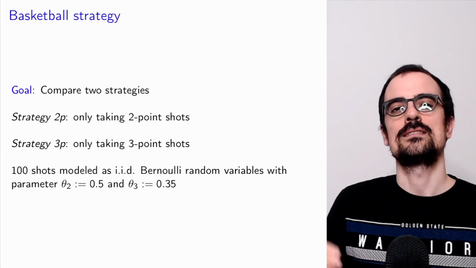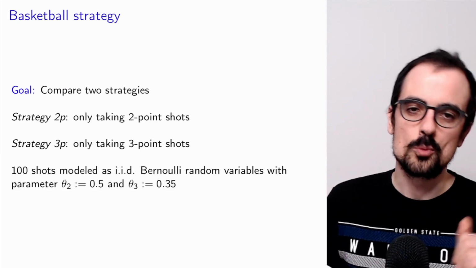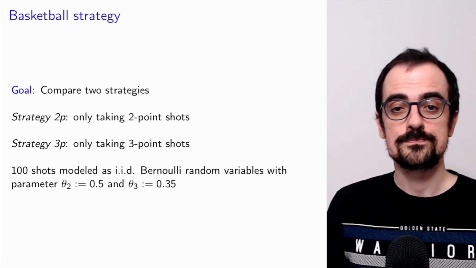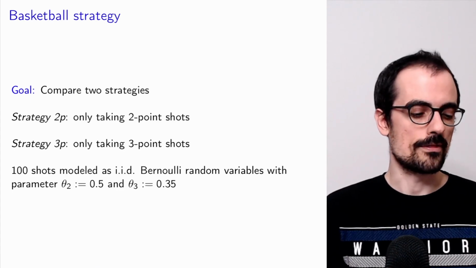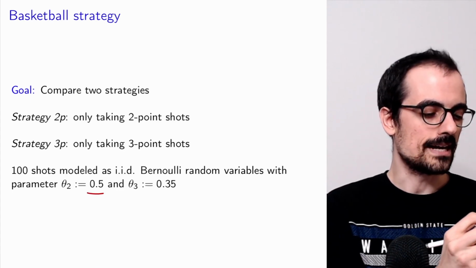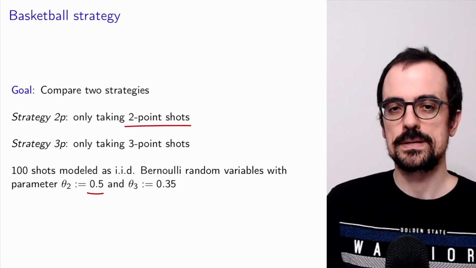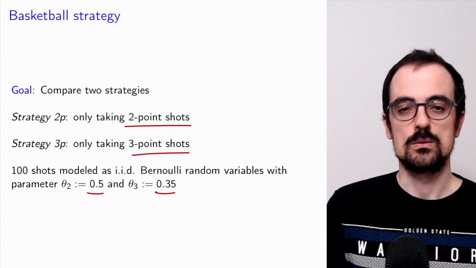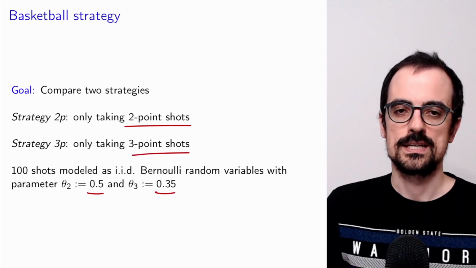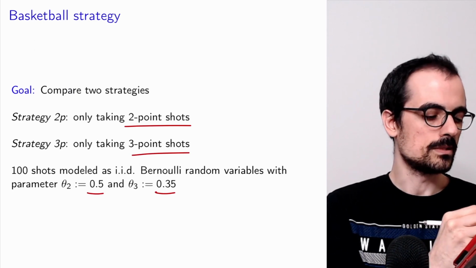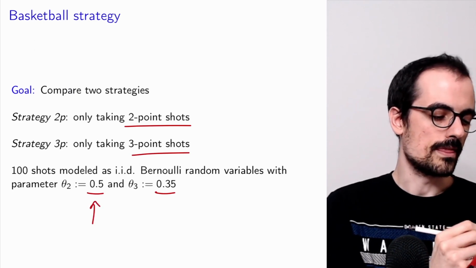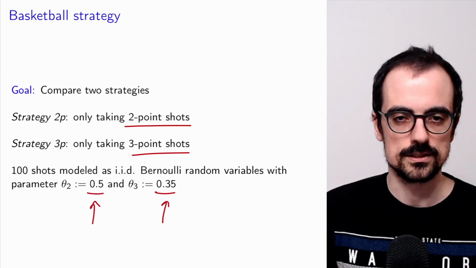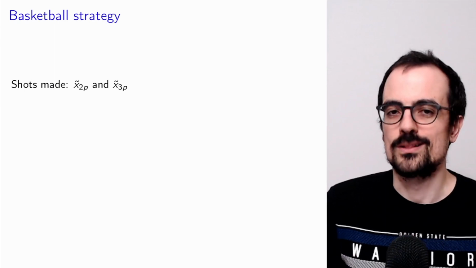We're going to assume that each of the teams, strategy 2P team and strategy 3P team, shoots 100 shots that are independent Bernoulli random variables with parameter 0.5 when they shoot 2-point shots, which is a typical percentage for 2-point shots in basketball, and 0.35, which is a typical percentage for 3-point shots in basketball. Okay, so again, one of the teams shoots only 2-point shots with that percentage, and the other team shoots 3-point shots with that percentage. And now we're going to model what happens.